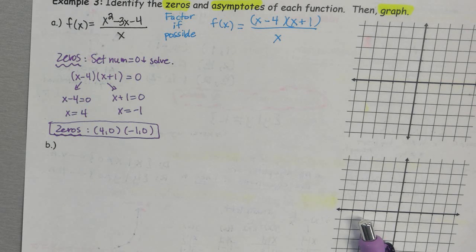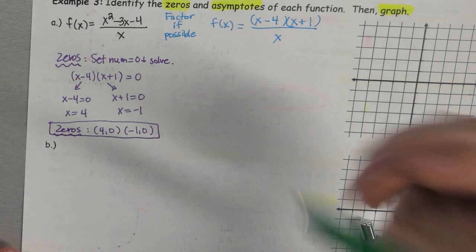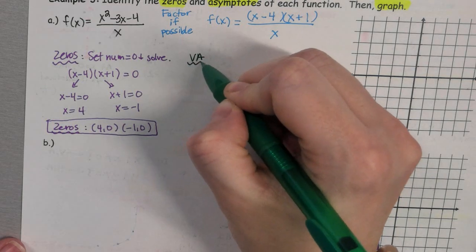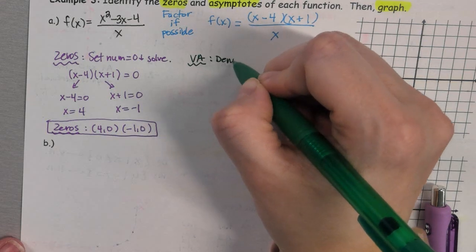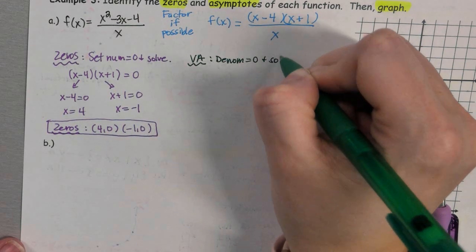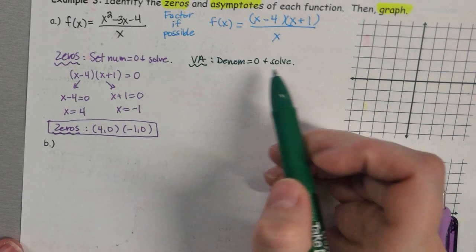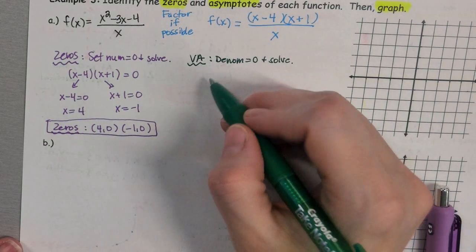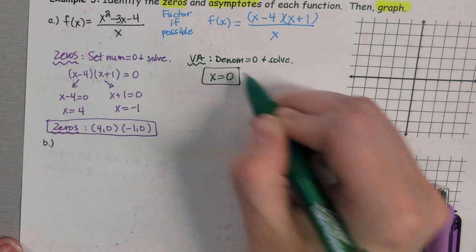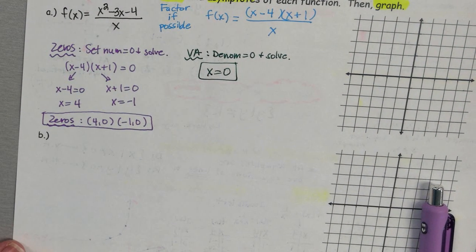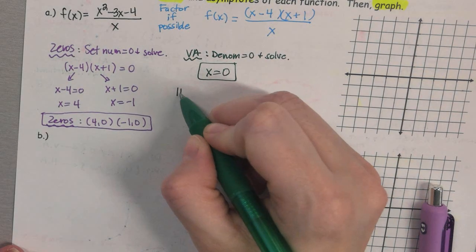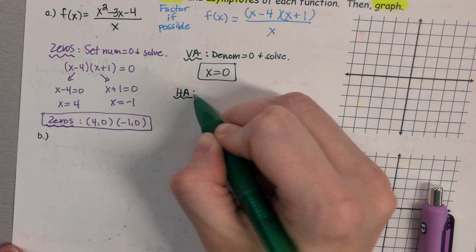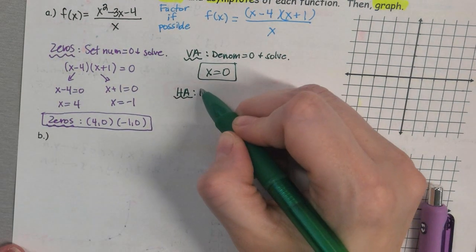Okay, and after you find the zeros, now you can find the vertical asymptote. To find the vertical asymptote, you can set the denominator equal to 0 and solve. Well, in this case, the denominator is just x. So when we set that equal to 0, it's just x equals 0. Just remember, you got to have the x equals anytime you write the asymptote because it is a line. For the horizontal asymptotes, though, you have to look at the rules above.